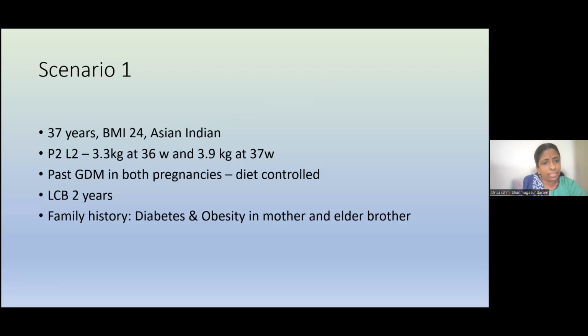The first case scenario is a 37-year-old with a BMI of 24. She's an Indian origin lady. She's had 2 previous pregnancies. The first baby was born at 3.3 kilograms at 36 weeks, whereas the second baby was 3.9 kilograms at 37 weeks. In both these pregnancies, she's had GDM, but she says she only required diet for management, so she was on medical nutritional therapy. The last childbirth was 2 years ago. There is obesity and diabetes, both in her mother and her elder brother.